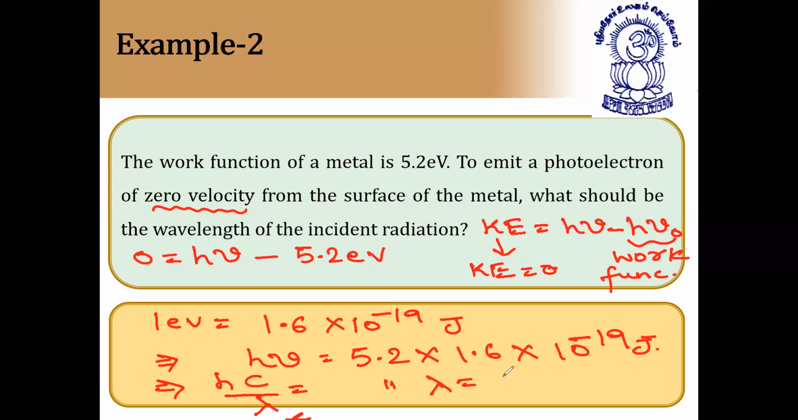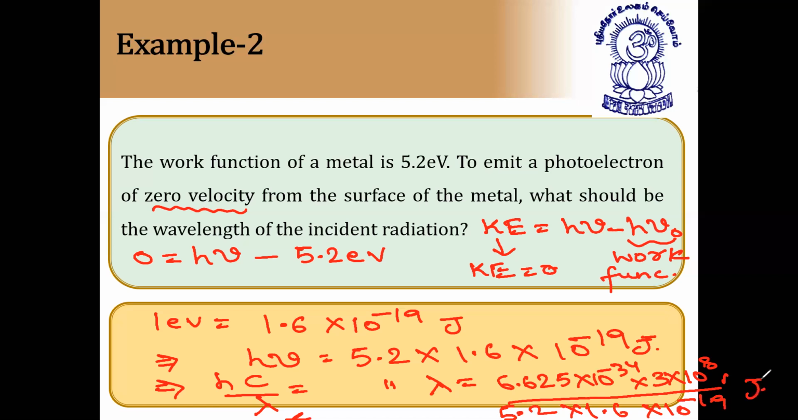So lambda is equal to h into c divided by the work function, that is 6.625 into 10 to the power of minus 34 into c value 3 into 10 to the power of 8 meters per second divided by 5.2, that is electron volt work function, 5.2 into 1.6 into 10 to the power of minus 19 joules. So by calculating, you will get the answer in joules. So in this way you have to do.